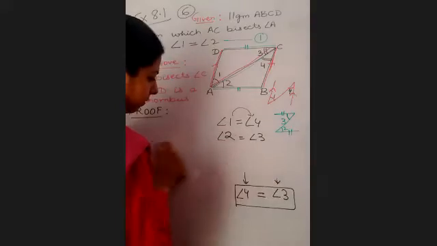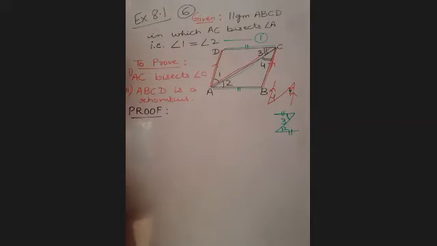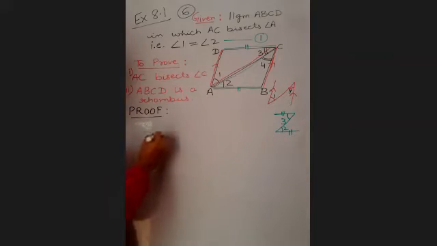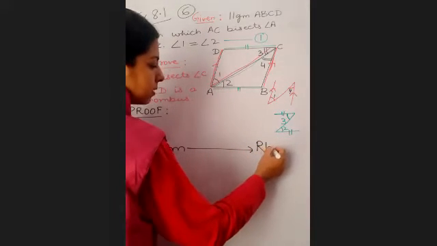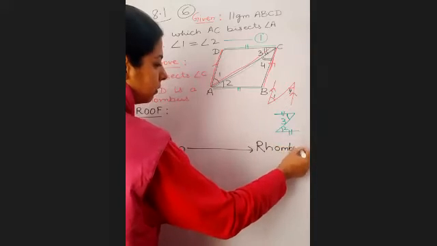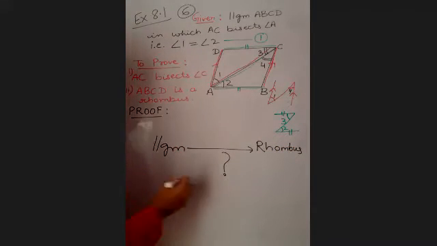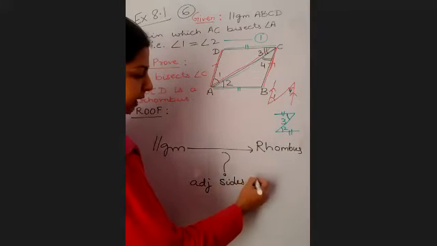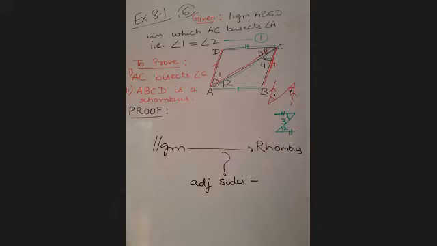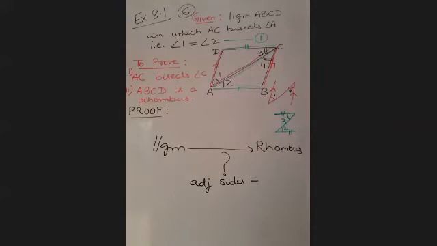I'll just write it down. Before that, now the next part is we need to show that ABCD is a rhombus. If you refer to your flow chart, a parallelogram becomes a rhombus when we prove what? What is the property we need to prove? Adjacent sides are equal. So the moment we show that adjacent sides are equal, the parallelogram becomes a rhombus. Okay.